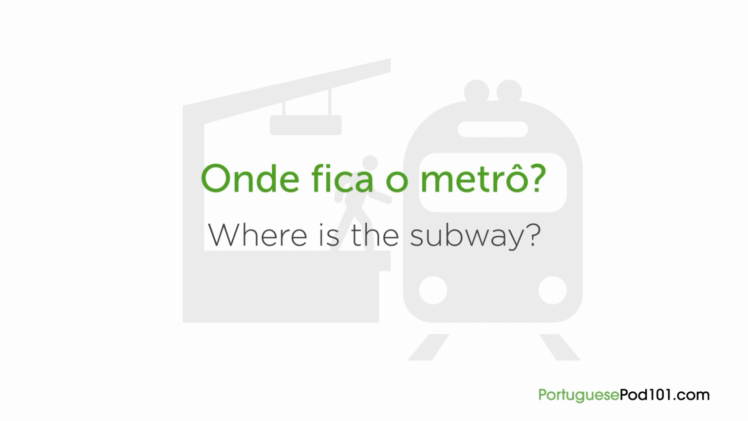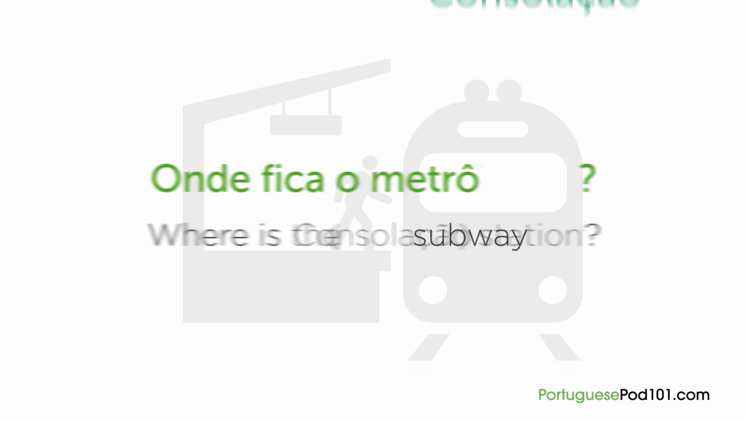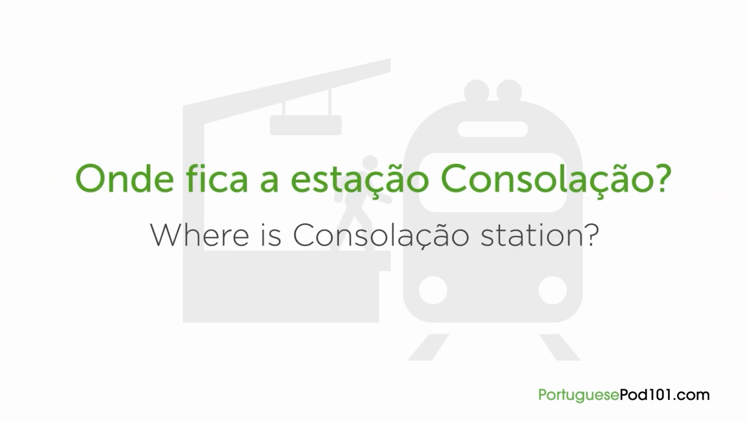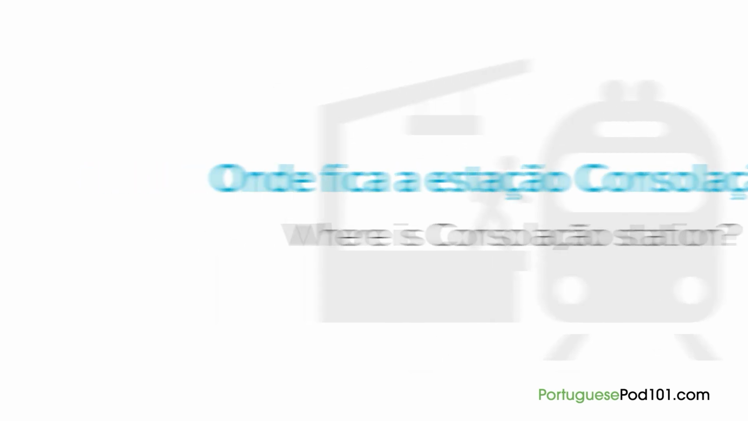If you'd like to ask where a specific station is, simply place the name of the station after subway. "Onde fica o metrô Consolação?" Or you can just say station instead of subway. "Onde fica a estação Consolação?"